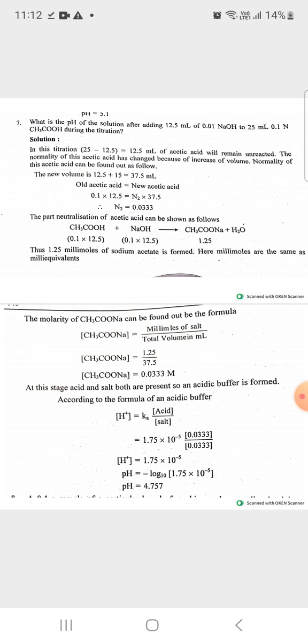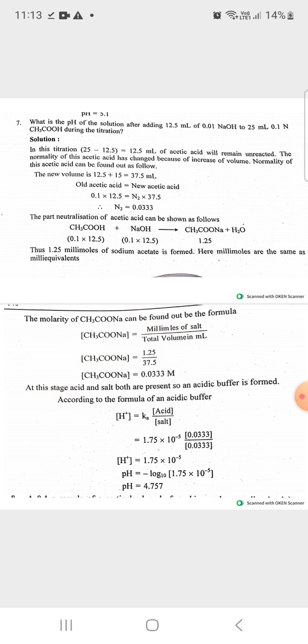We are going to see one numerical which is frequently asked in university exams. What is the pH of the solution after adding 12.5 ml of 0.01 N NaOH to 25 ml of 0.1 normal CH3COOH during the titration? So we can solve this.